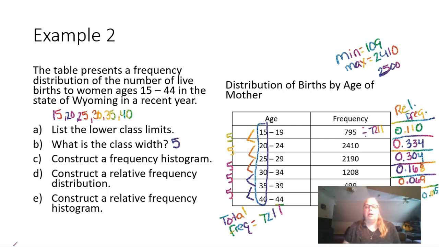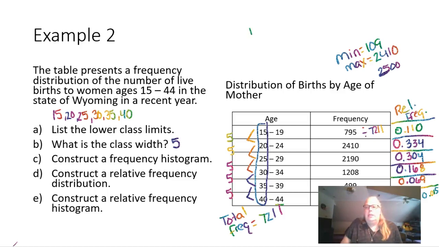All right, part E, we're going to make another histogram. This time we're going to make it with our relative frequency column. So I'm going to keep the same x-axis that I had for my frequency distribution, but my relative frequency is going to be scaled a little bit differently because all of these numbers are less than 1. They're more than 0 and less than 1. So now we have to figure out how we're going to scale it.